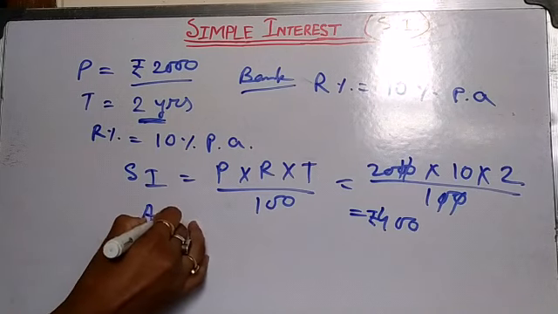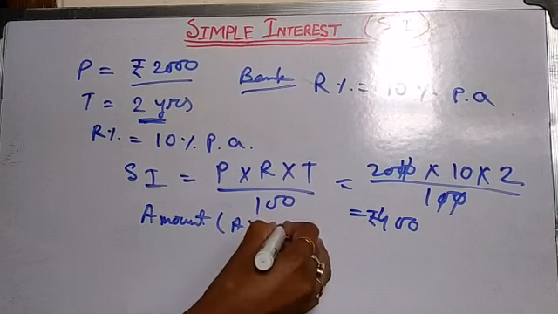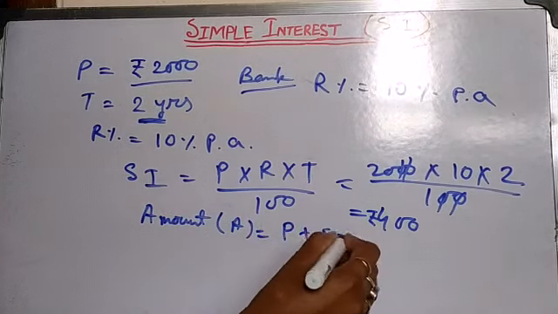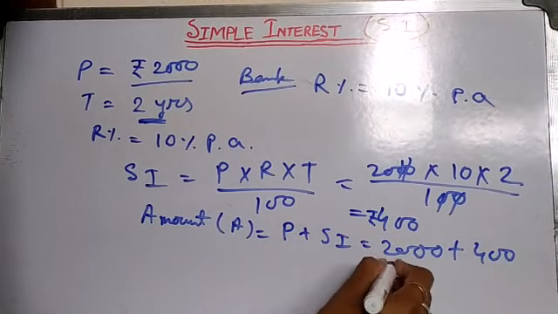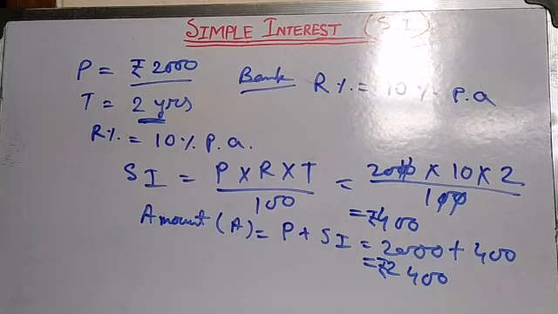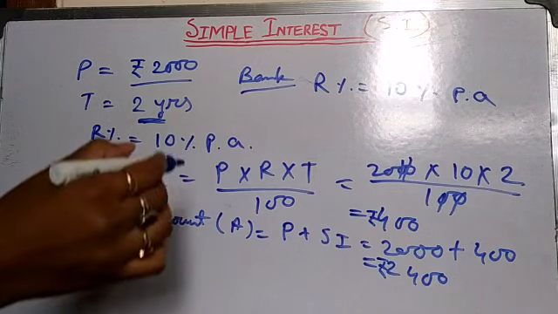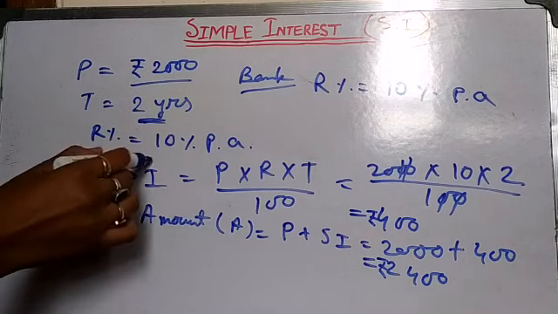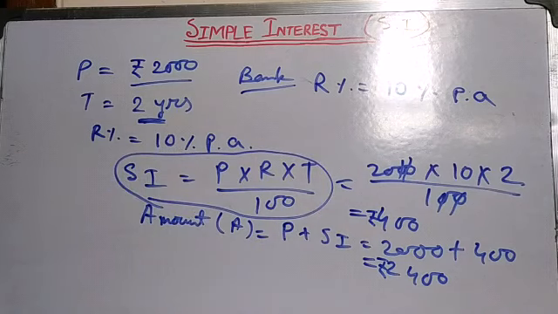So total amount will be principal plus SI, that means 2000 plus 400, that means 2400 money I will get after 2 years. So for this, calculation will be easier, then we can use this process.